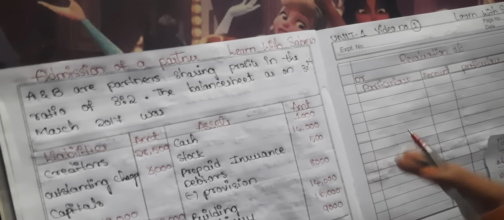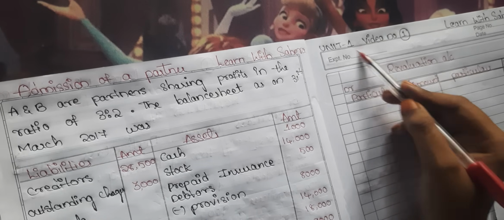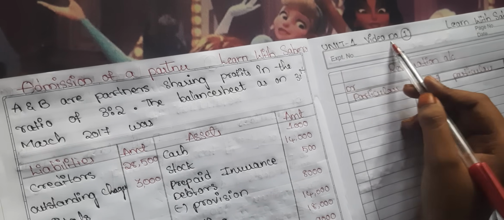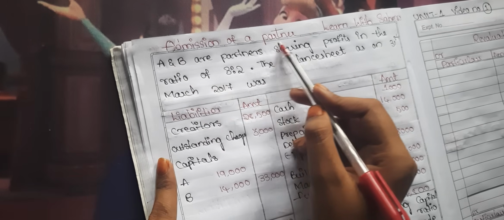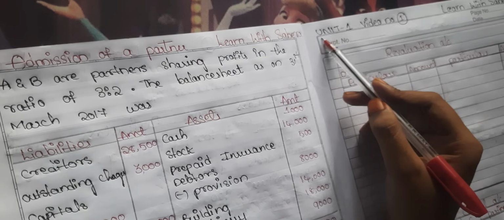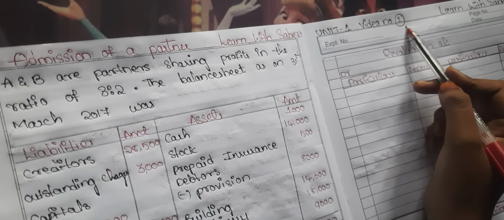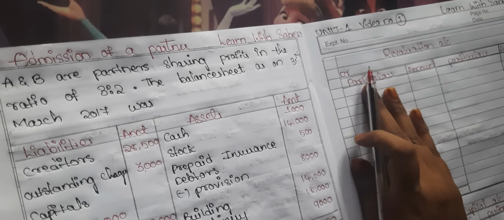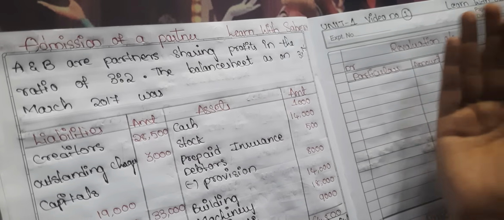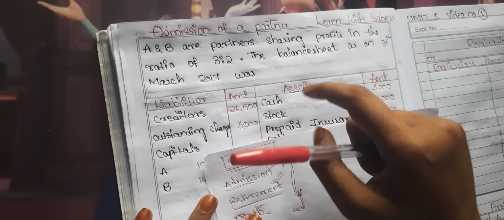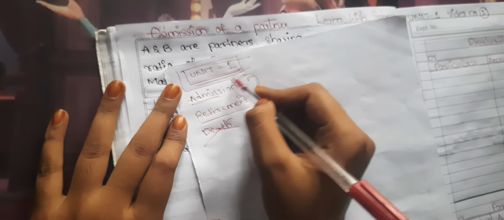So students, this video is unit number 1 video number 1, in which we are focusing on admission of a partner. In the next video, it will be unit number 1 video number 2. In video number 2 we are going to focus on retirement of a partner. By watching both of these videos, the video you are watching now and the next video, you will be perfect with unit number 1.